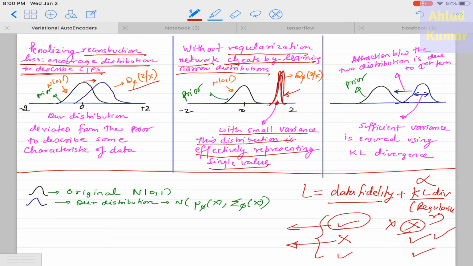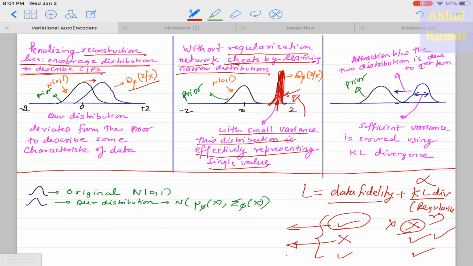This problem can happen, and at this point our variational autoencoder will reduce to the normal autoencoder, because in normal autoencoders each point is represented by a fixed value. If the variance is very small, then it will just sit onto this z value. That's why we need KL divergence, so that it should not reduce to the normal autoencoder case.